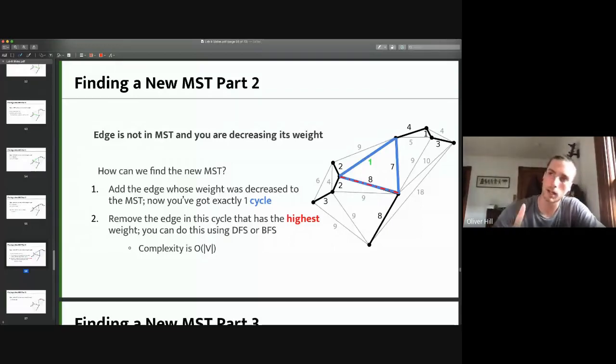And now we've got exactly 1 cycle. We know that we have 1 cycle because we started with the cardinality of V minus 1 number of edges. We've added a single edge. There are now V edges. We know there's a single cycle in the graph, at least 1 cycle. But it's an MST beforehand, so we know there's exactly 1 cycle. And now we remove the edge in this cycle that has the highest weight. And you can do that using depth first search or breadth first search with O of V complexity. Does that make sense?